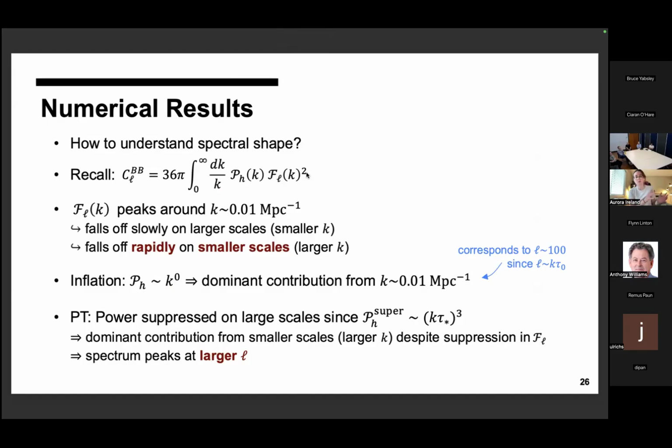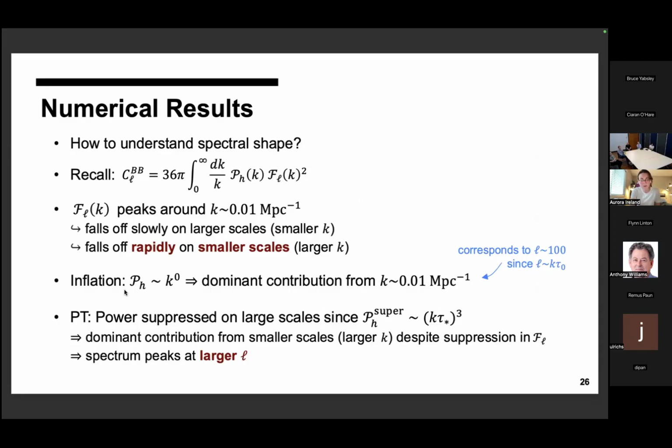has support in that gray region of the plots and falls off very sharply on smaller scales and slightly less sharply on larger scales. So it's kind of this competition between these two: the Bessel function suppression here, and then, whatever you want to call it, the suppression there, away from the peak.